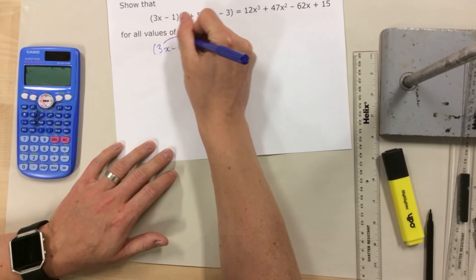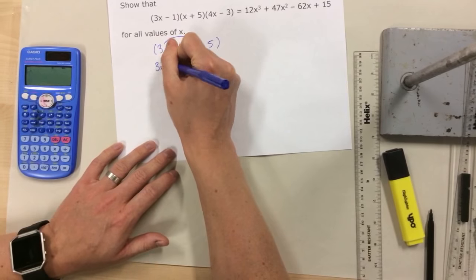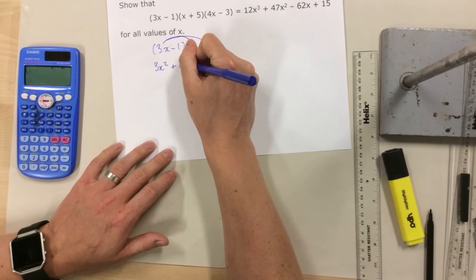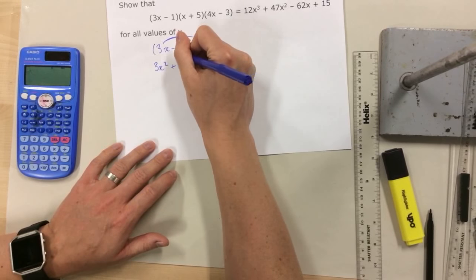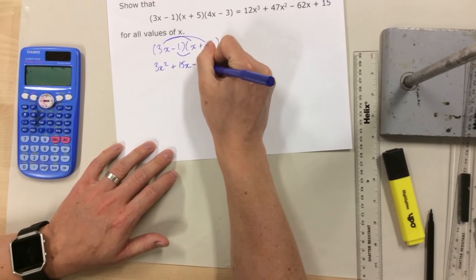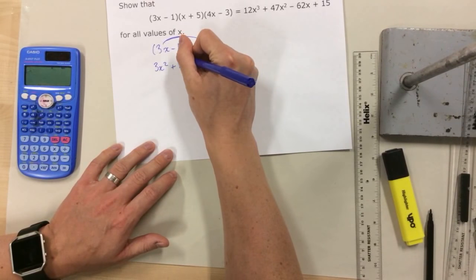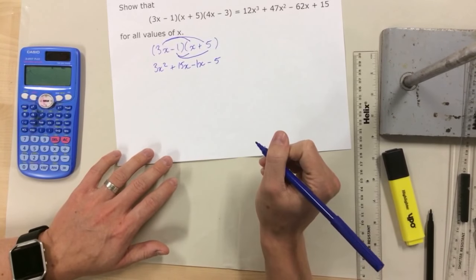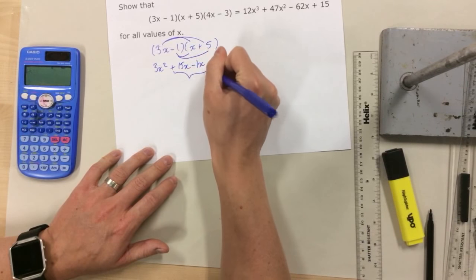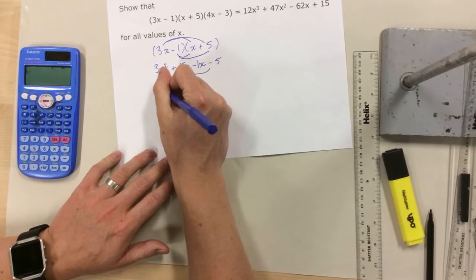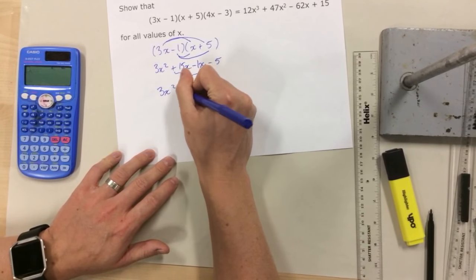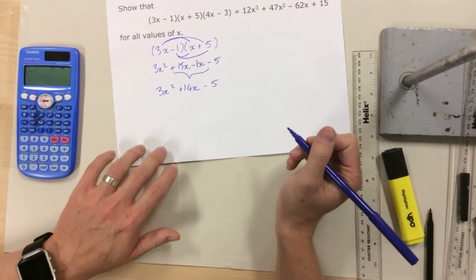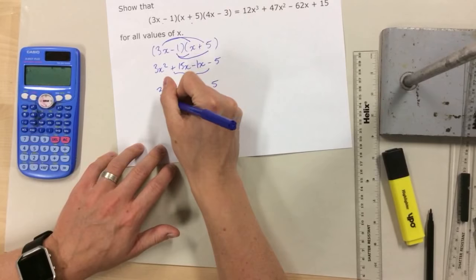So 3x times x is 3x squared. 3x times 5 is plus 15x. Negative 1 multiplied by x is minus 1x. I'm going to put the 1 on there just to remind myself. And minus 1 times 5 is minus 5. And I'm just going to simplify that just to make my life a little bit easier. Those two there simplify. Please let me know if I make a mistake, Mr. Starkey. So it'll be 3x squared plus 14x minus 5. Okay, so now those two brackets there have become that.